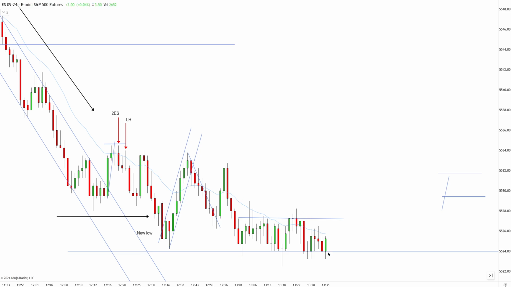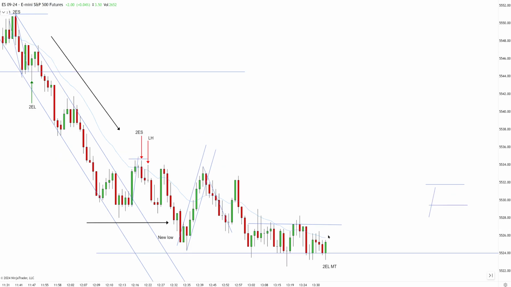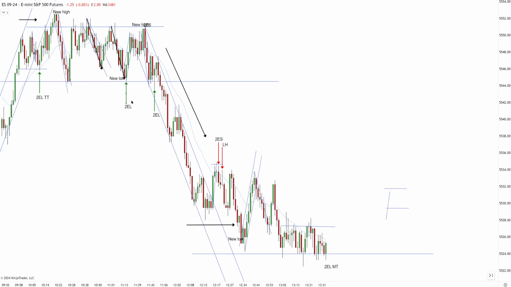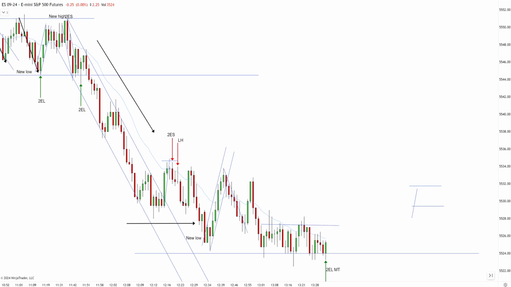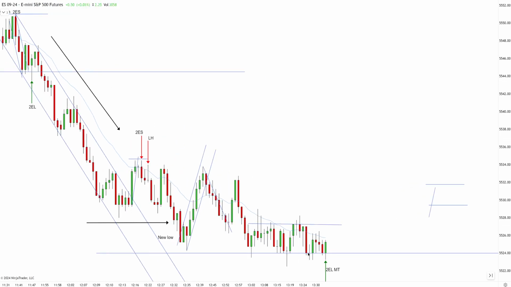You have a new high for the second entry long, multiple tests. This is a little bit more advanced setup. You can't really take it if you're a beginner trader, but you can definitely make a case. Trading is about taking a chance. Taking this second entry long makes sense because the bearish depletion is apparent. There is a key level, second entry long, great signal bar.